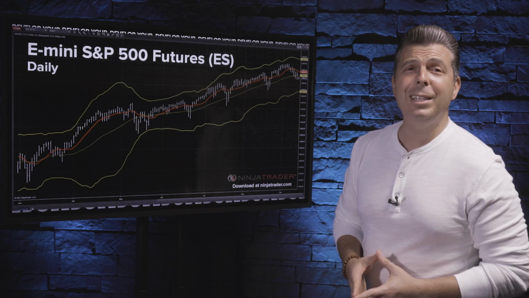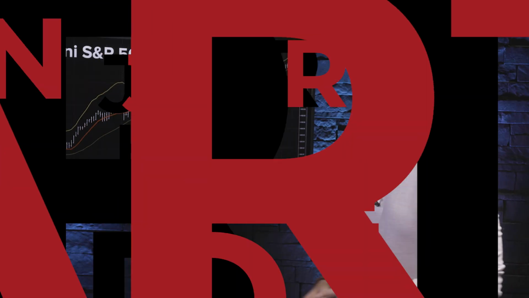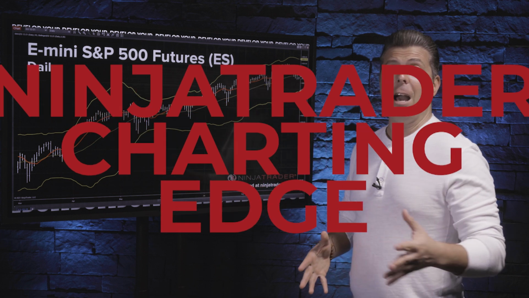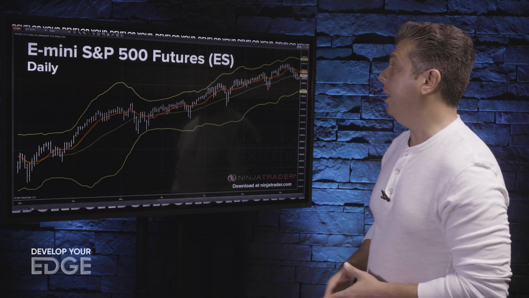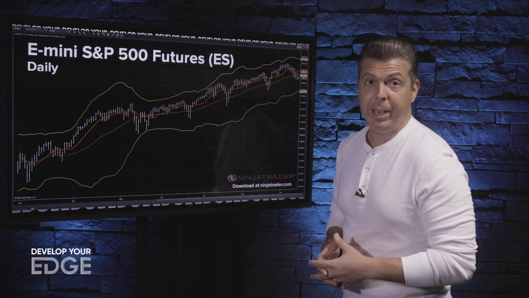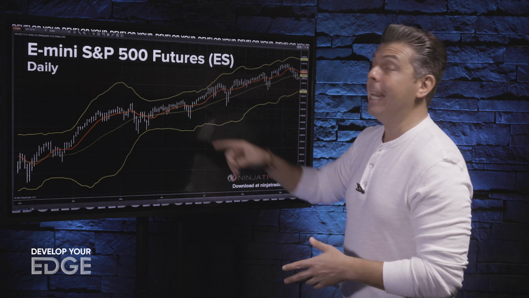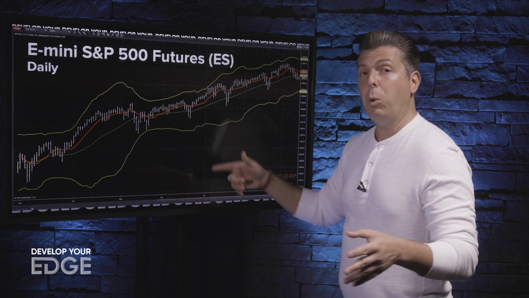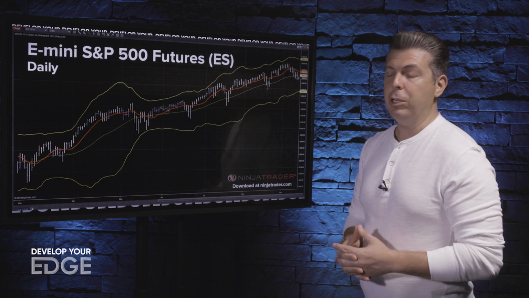Traders, let me take you to this week's NinjaTrader Charting Edge. Pulled up the E-mini S&P 500 futures here on a daily 20-period, 3 standard deviation Bollinger Bands. Red is the 10-day simple moving average. Gold is the 20-day simple moving average.